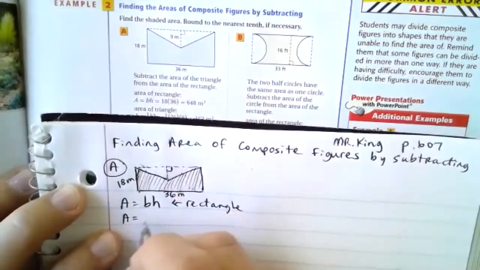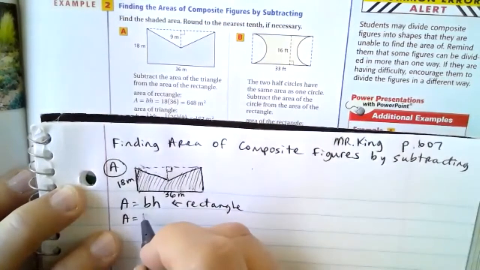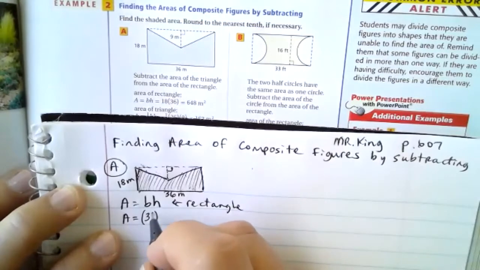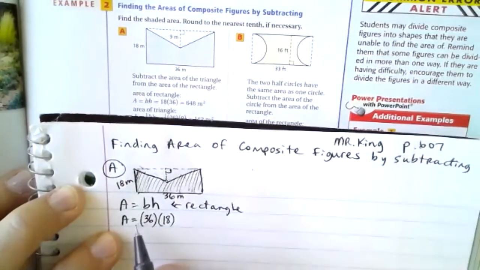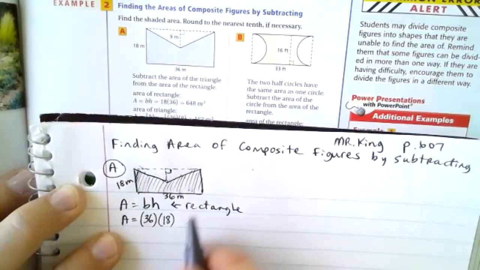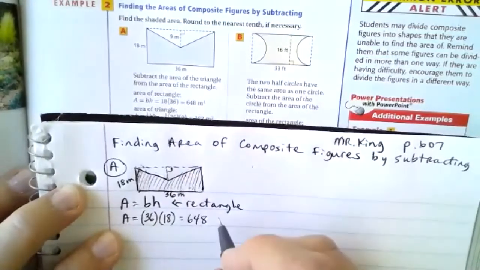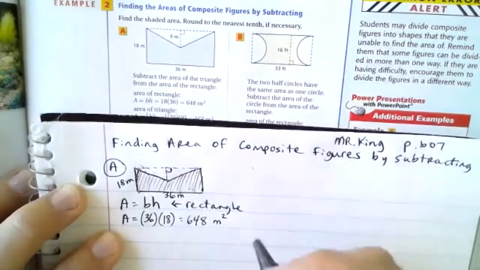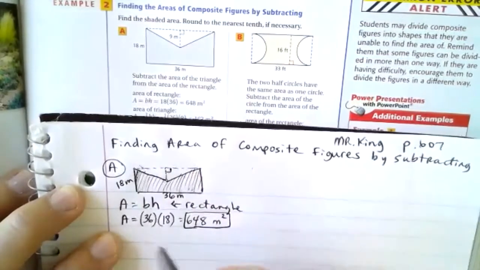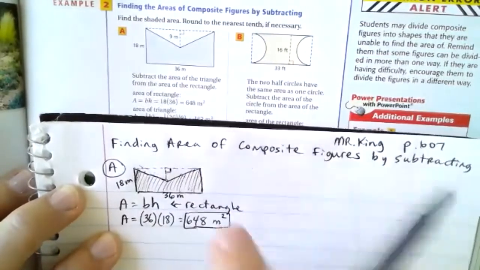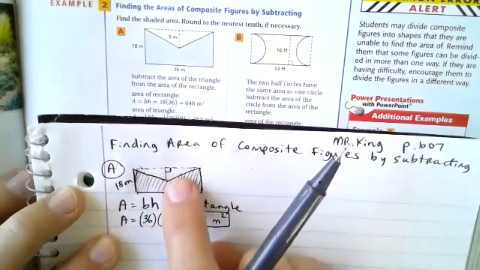And so I would write out, I'm going to change pens. This one's kind of thick here. All right, the base is 36 and the height is 18. So 36 times 18, according to the book, is 648. 648 what? Meters squared, okay? So keep that in mind. This is the area of the big rectangle. It's not the area of the shaded part. That's coming up in just a second once I subtract off this triangle.